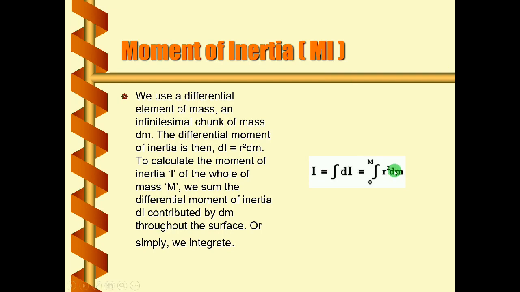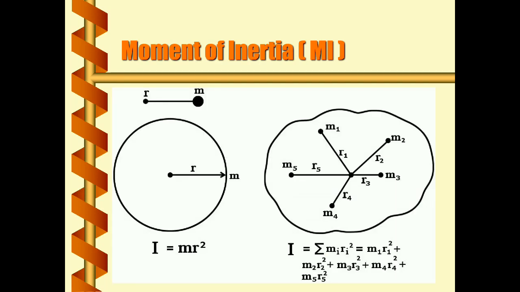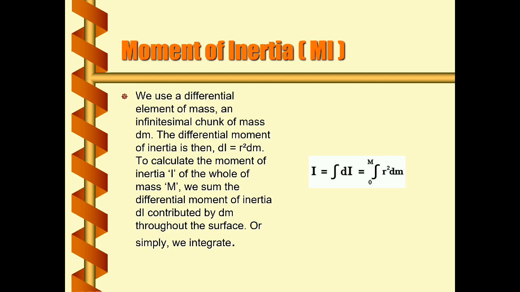dm is the mass of the element, r is the distance of the element from the axis of rotation. So we consider here three formulas. For a point mass, it will be I equal to mr square. For a rigid body, when we consider a discrete distribution of particles, we can write I equal to summation mi ri square. When we consider a continuous distribution of particles, we can write I equal to integral r square dm. dm is the mass of elements of particles.